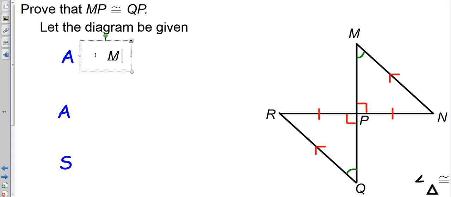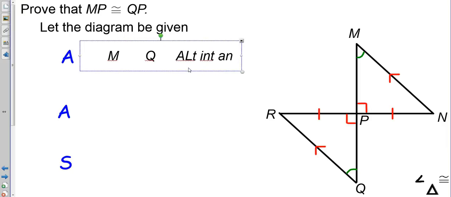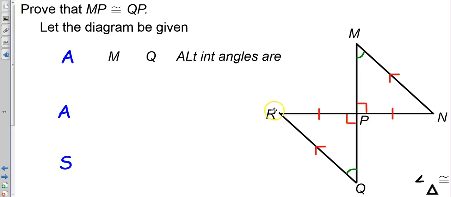Angle M is congruent to angle Q because alternate interior angles are congruent. So let's steal a couple of these symbols over here. These symbols, angle M and angle Q, are congruent because we know alternate interior angles are congruent. All right, so that's my first angle argument.